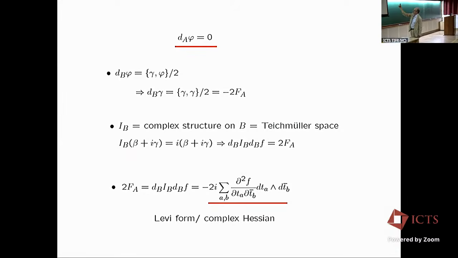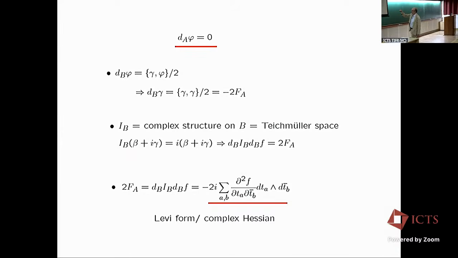So F is some kind of potential function for this curvature. But if you write it down, if you think of Ti as being local holomorphic coordinates on Teichmüller space, then you can write it down this way. So this is a Hessian, a complex Hessian of the curvature. This is an expression for the curvature. So this is sometimes called the Levi form.